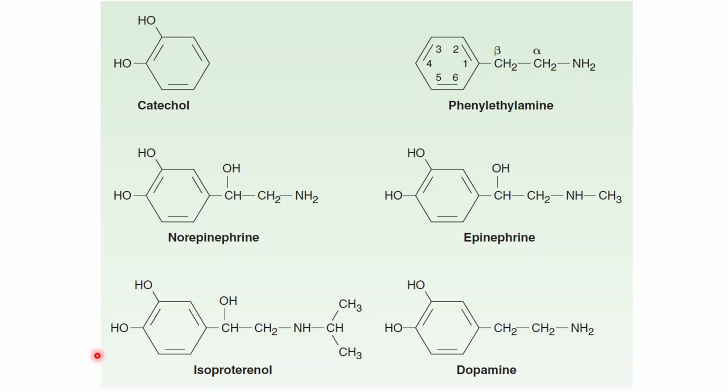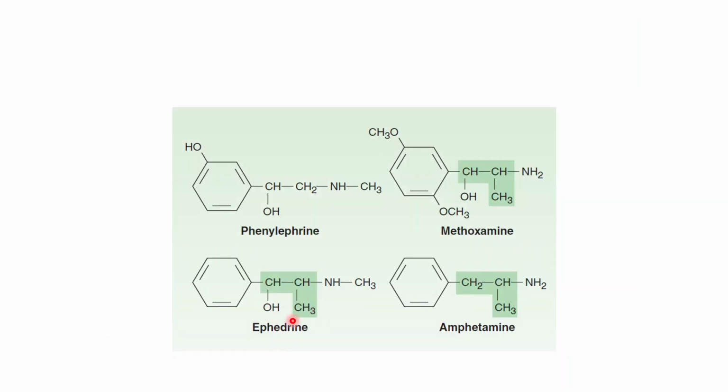Substitutions at the alpha carbon block oxidation by amine oxidase and prolong the action of such drugs, particularly the non-catecholamines. Ephedrine and amphetamine are examples of alpha-substituted compounds. Alpha-methyl compounds are also called phenylisopropylamines.